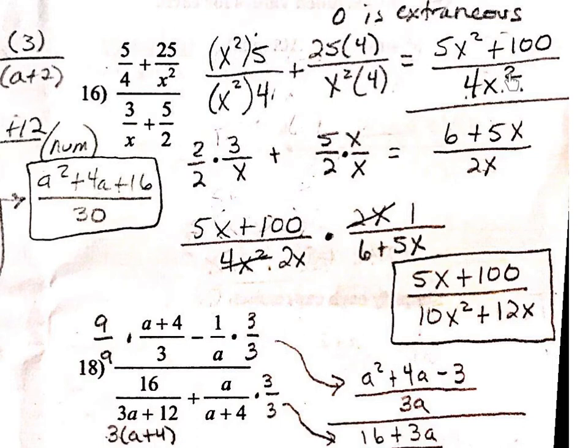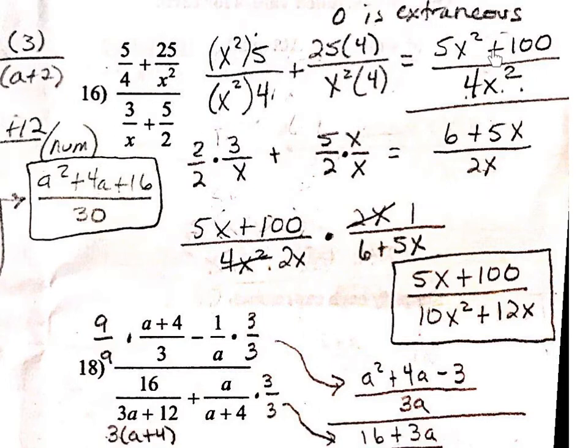The next step is going to be to take care of this denominator. So these two fractions don't have a common denominator, so of course we have to take care of that. So 2 over 2 times 3 over x plus 5 over 2 times x over x will take care of that. Now we have a common denominator of 2x. This is 6 plus 5x, here it is, over 2x.